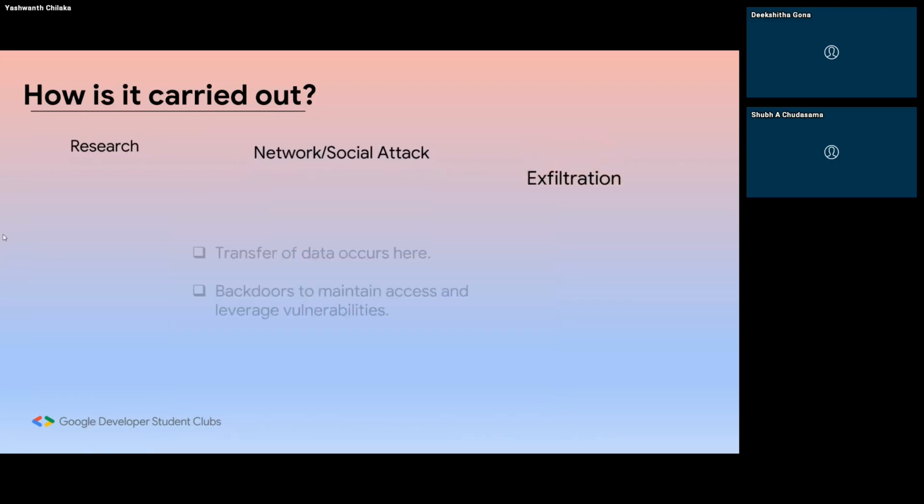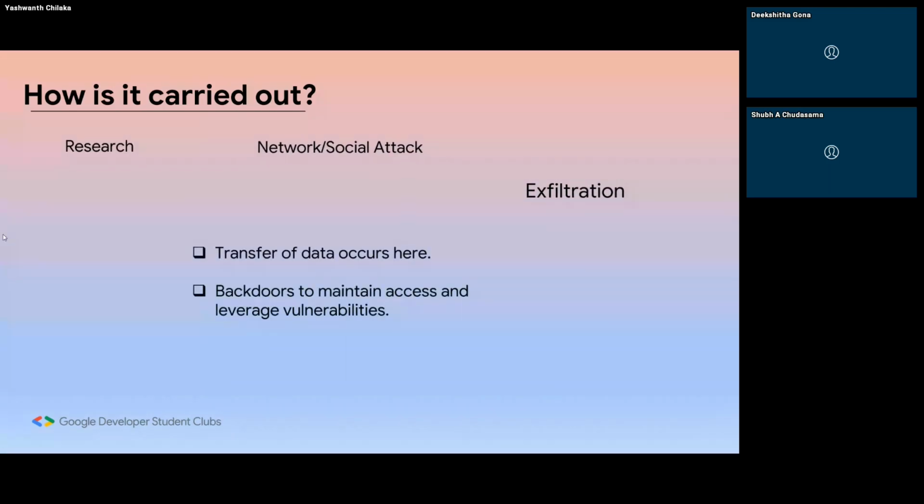The next part will be exfiltration. The transfer of data occurs here. This is the part where data is moved from breached databases into the cracker's controlled environment. Backdoors are usually placed to maintain database access and to leverage vulnerabilities laterally.